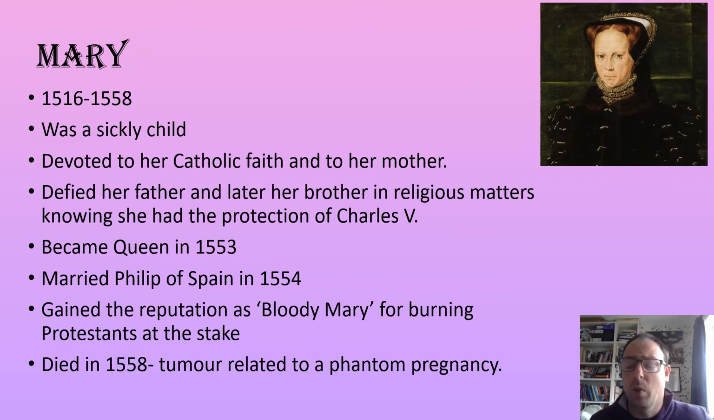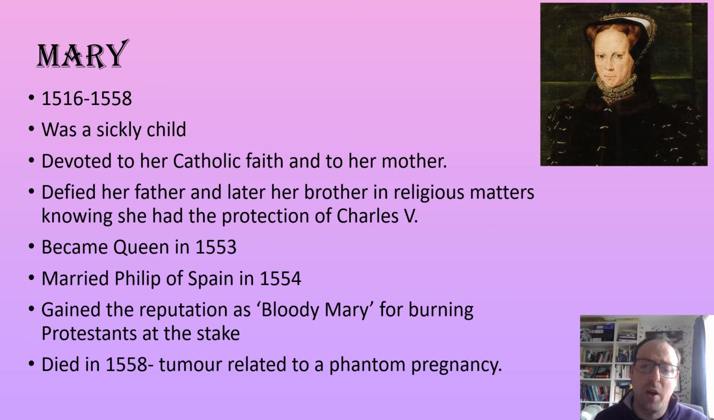I'm now going to go through Henry's children. Obviously, parts of this are about what happens in Henry's reign, and part of this is then taking us into the next part of the story. So Mary was born in 1516. She lived till 1558. She was a sickly child. She was devoted to her Catholic faith and also to her mother, which obviously leads to difficulties with her father, with the whole thing with the Great Matter.